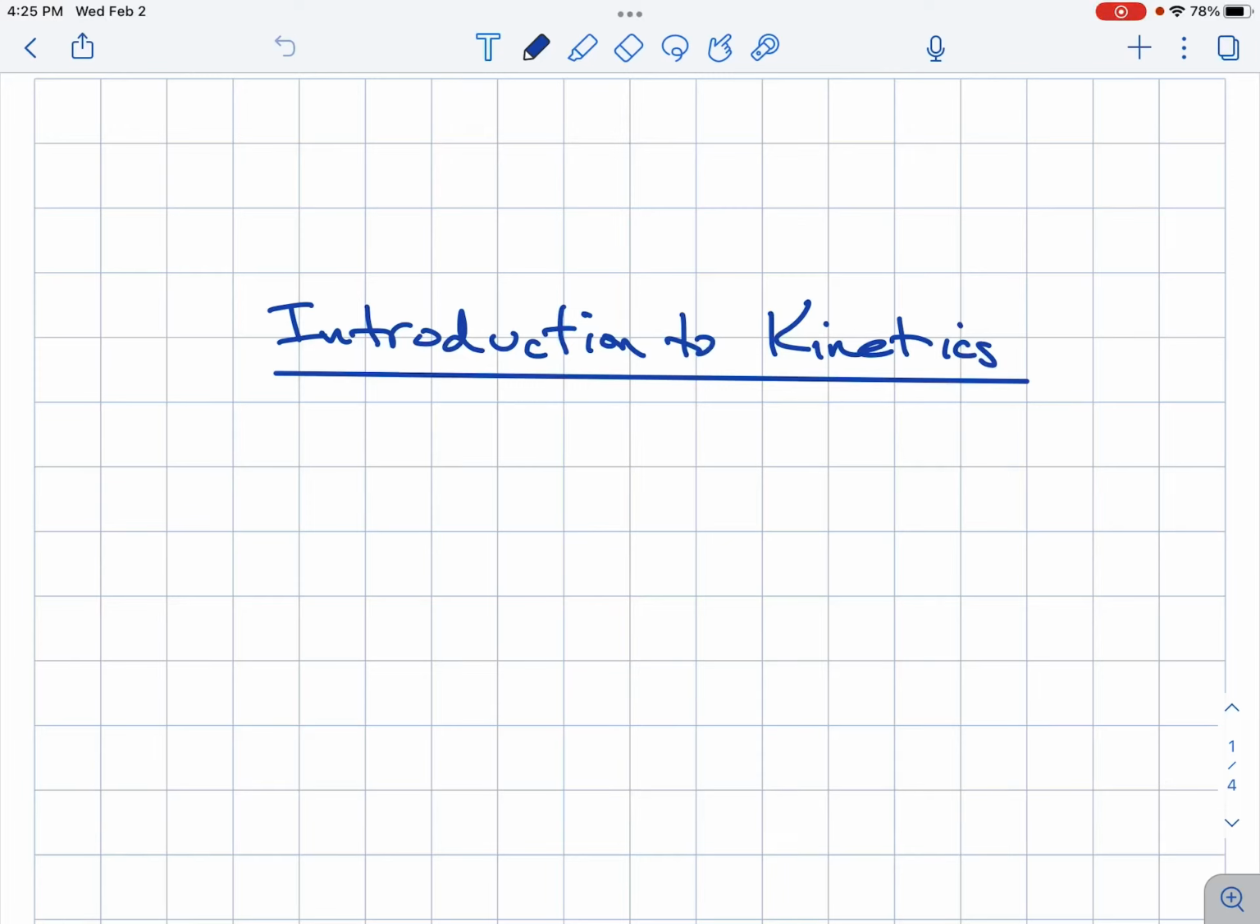Hi everyone. This video is concerning an introduction to kinetics. For the first semester of general chemistry, we focus on reactions that happen rather quickly, right? When we go in the lab, we put some aluminum foil in some copper chloride and immediately we start to see a visible reaction occurring.